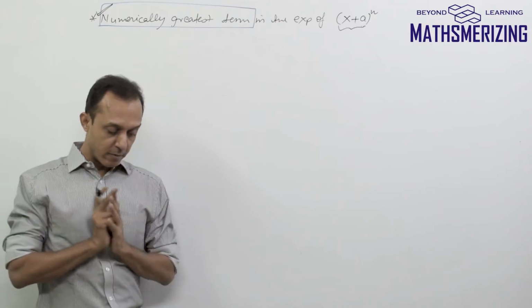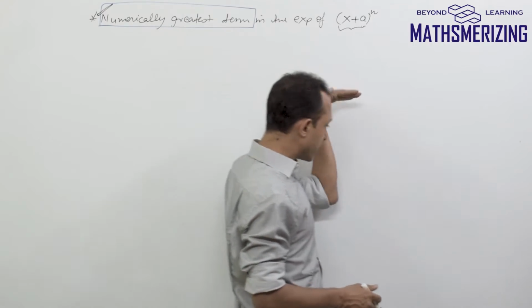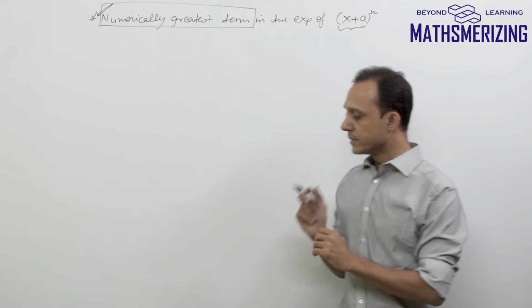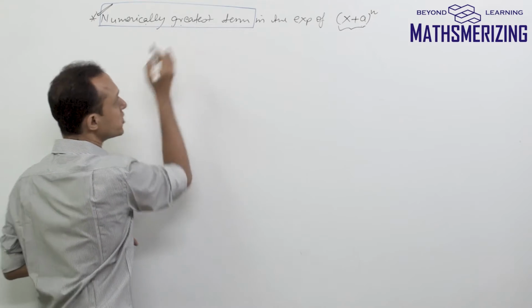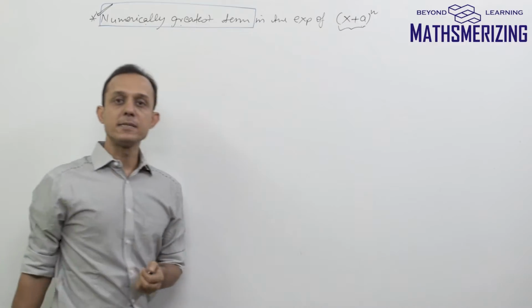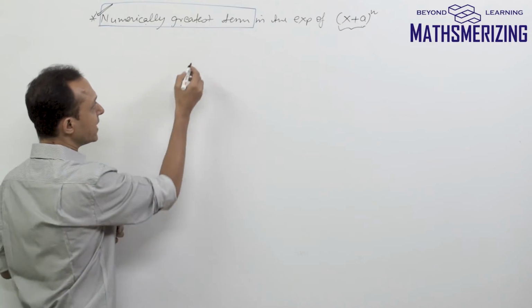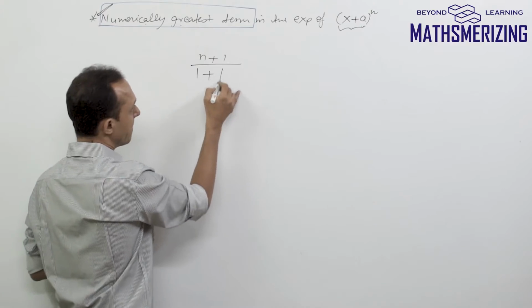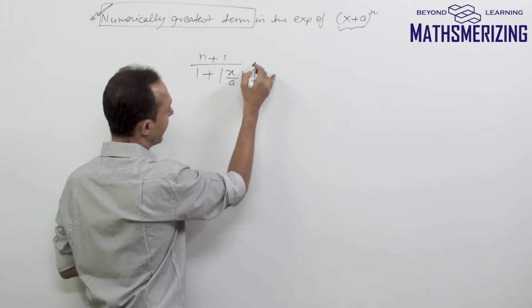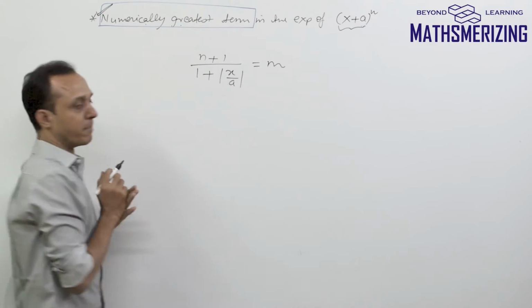Now, every time when I want to calculate numerically greatest term, I do not wish to go through all these cases. So, what I'll do is I'll create a shortcut. Suppose I have to find the numerically greatest term in the expansion of x plus a to the power n, then simply I'll find this value, which is n plus 1 upon 1 plus mod of x upon a, and I'll say this value is equal to some number m.